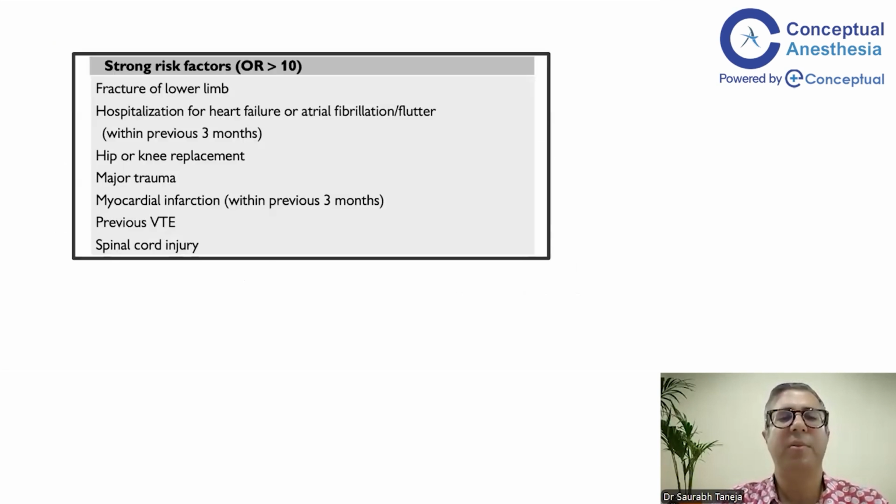Then they have been divided into strong risk factors. That means the odds ratio is high. So this is the most common setting where you have a higher odds ratio, meaning the chances of pulmonary embolism in these patients are higher. These are strong risk factors.